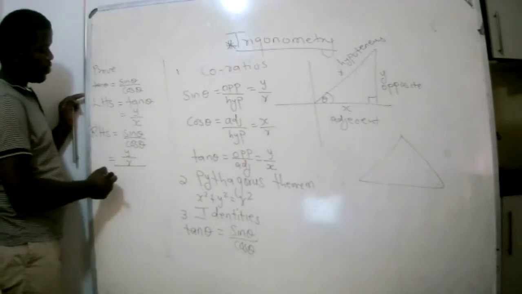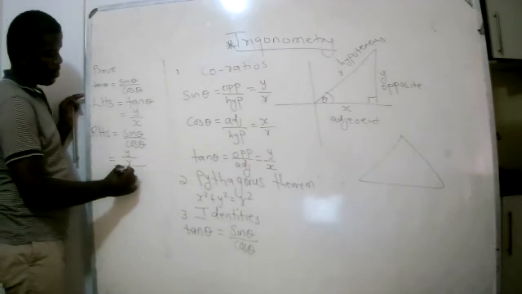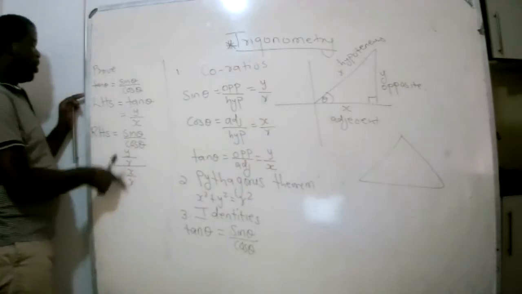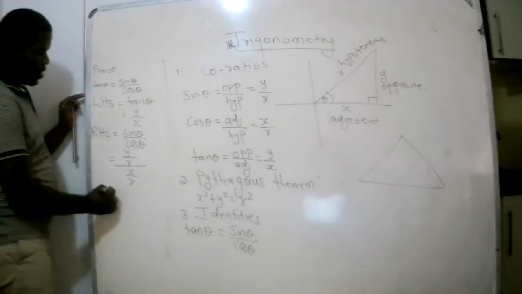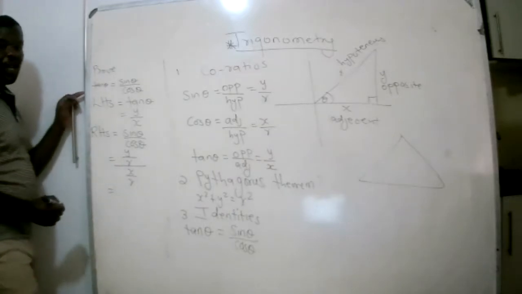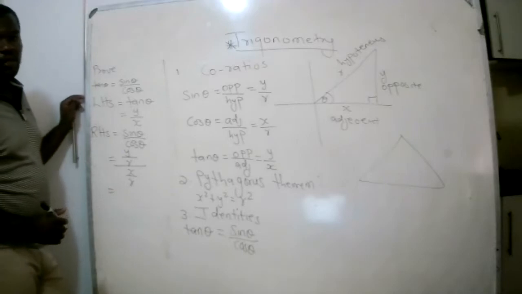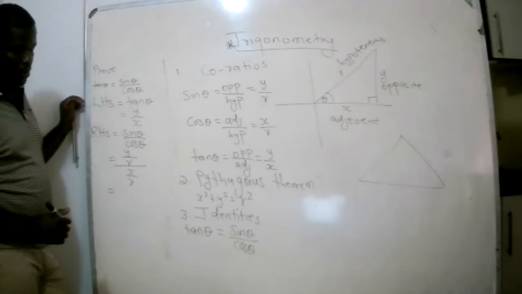What is cos in terms of x, y, and r? X over r. So you can see we have three divisions here. Is there anyone who can tell me what we do in a situation where we have many divisions? What do we use in order to deal with many divisions?